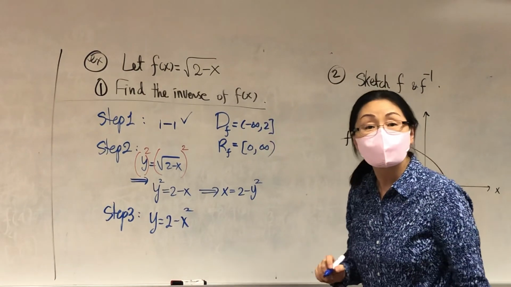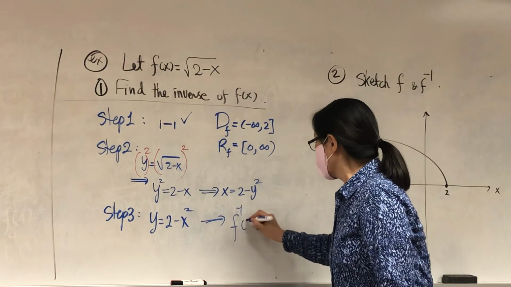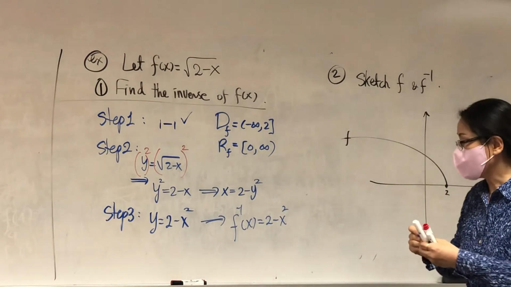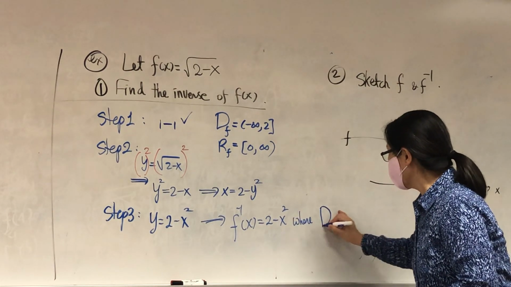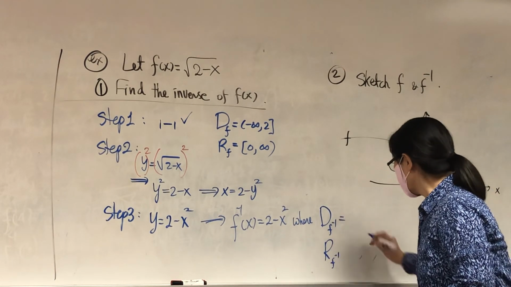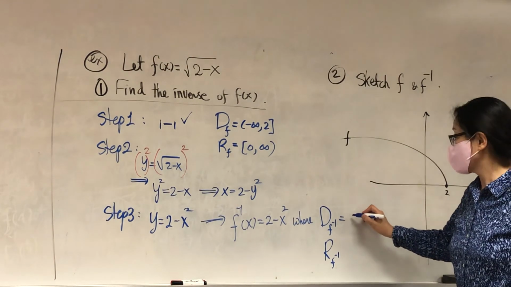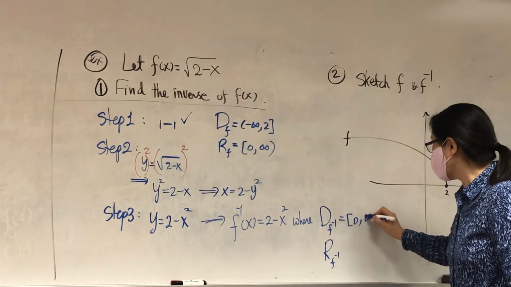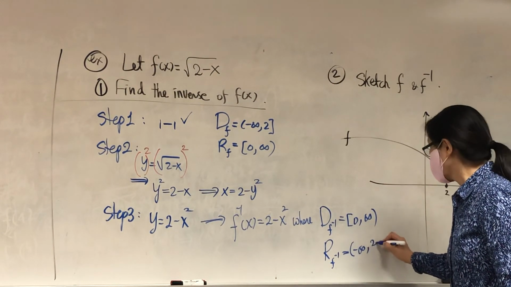So your answer is... but what's the domain? What is your domain? What is your range? It's opposite. So what is the domain? 2, bracket, 0 to infinity. What is your range? Negative infinity to 2. Good job.